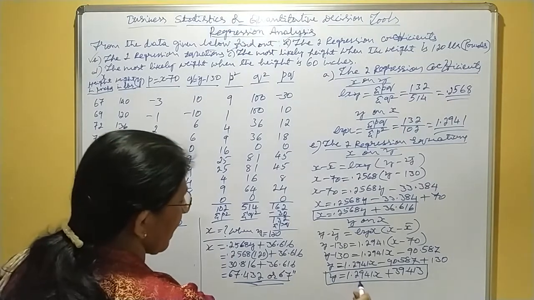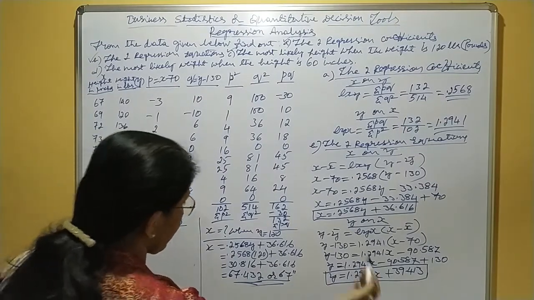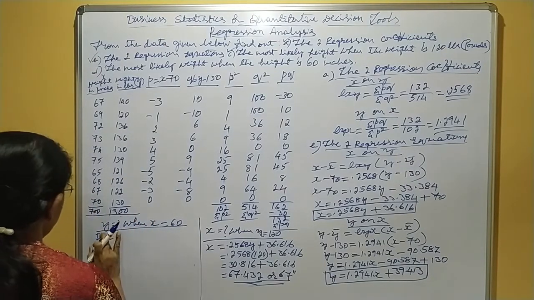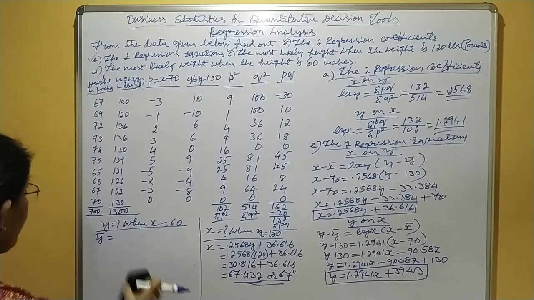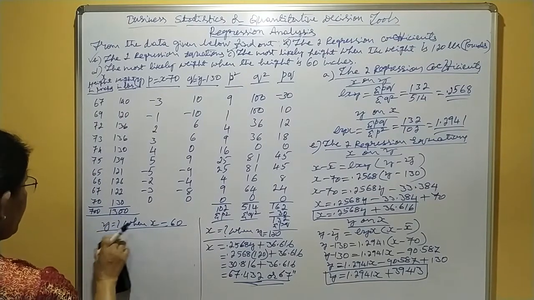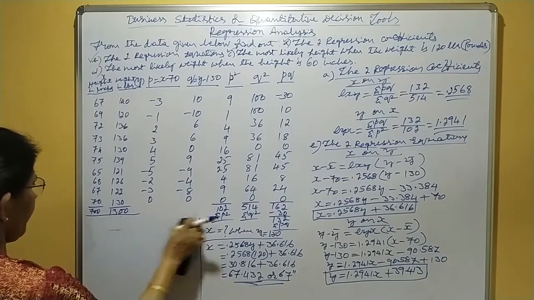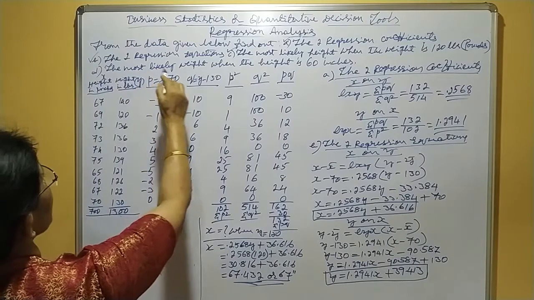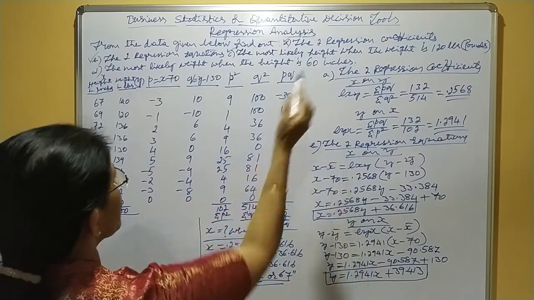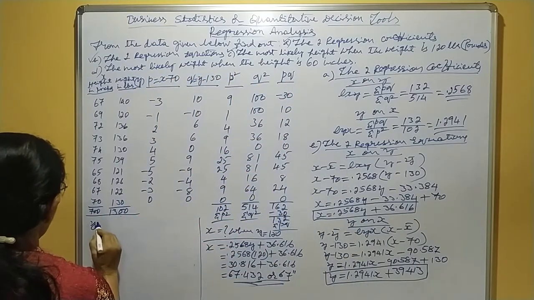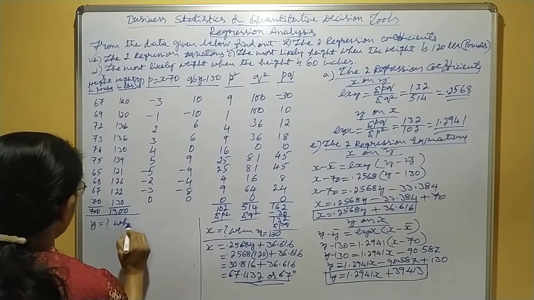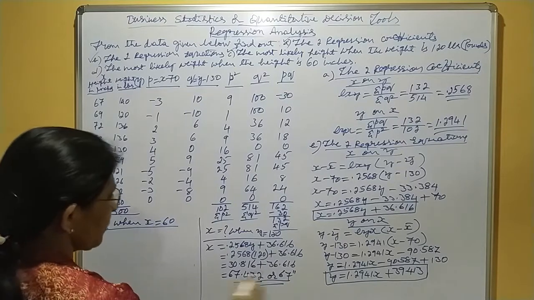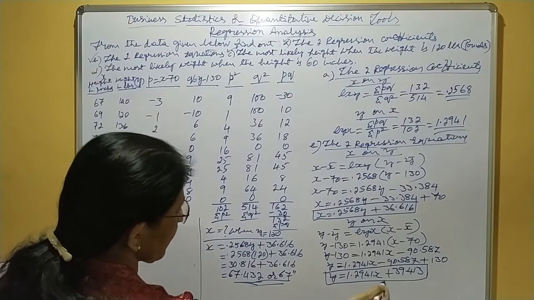Here we have already arrived at the equation, that is y bar equals... Now the fourth question is the most likely weight when the height is 60 inches. That means we have to find out y when x equals 60. That means we have to apply the regression equation of y on x.